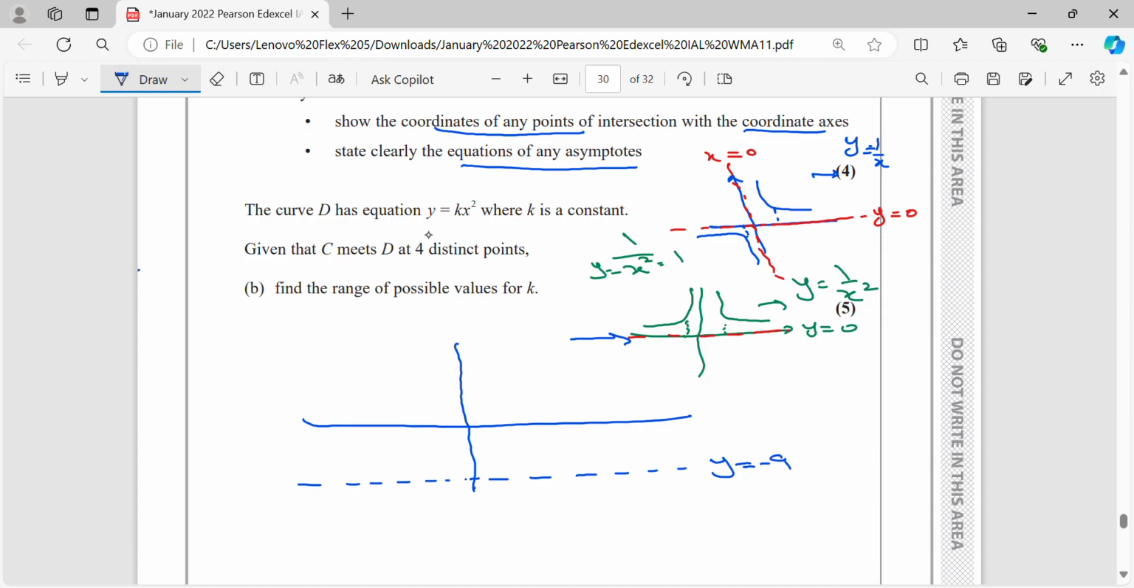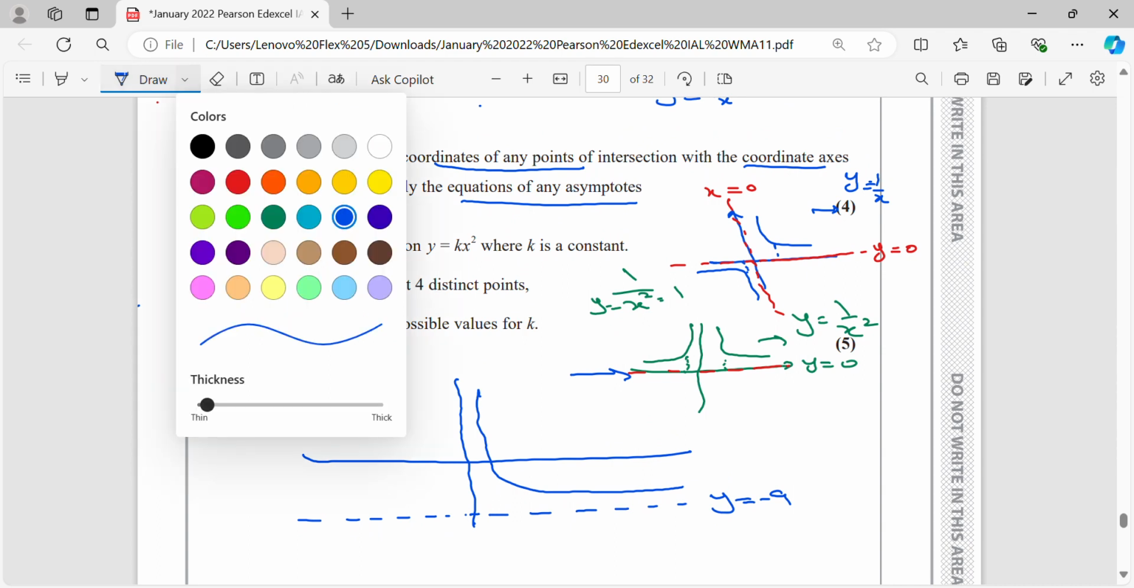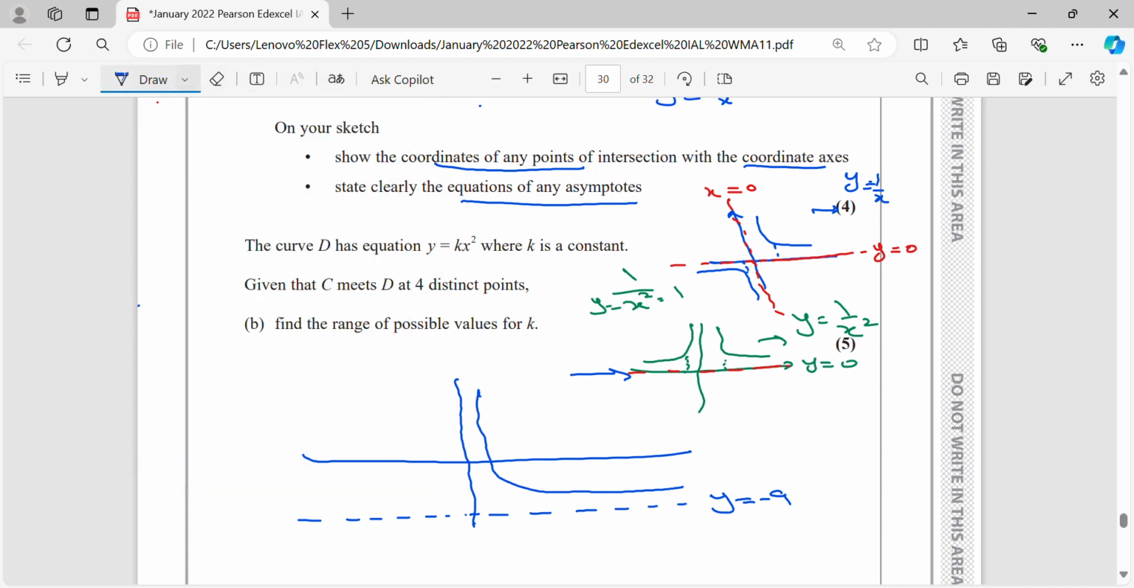Now I have to draw the quadratic reciprocal graph. The graph will go along the asymptote line here and here. All right, so this is the sketch.